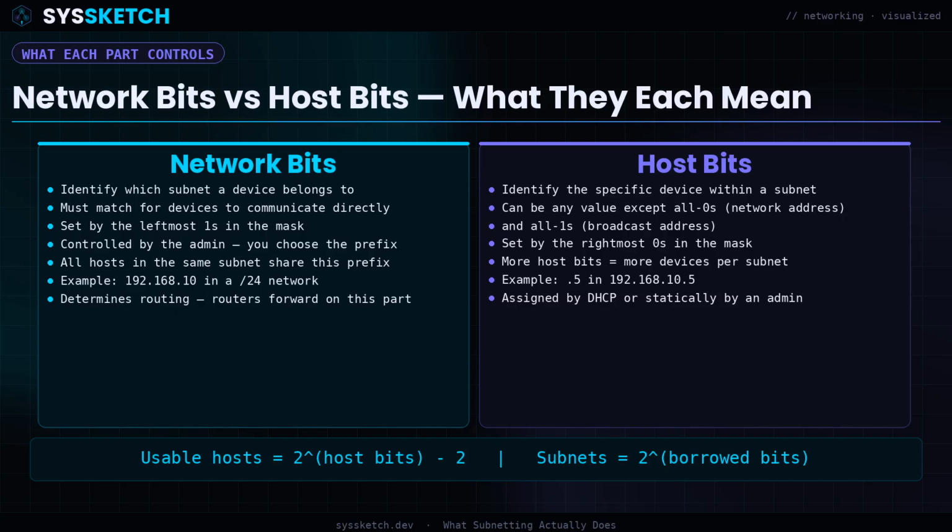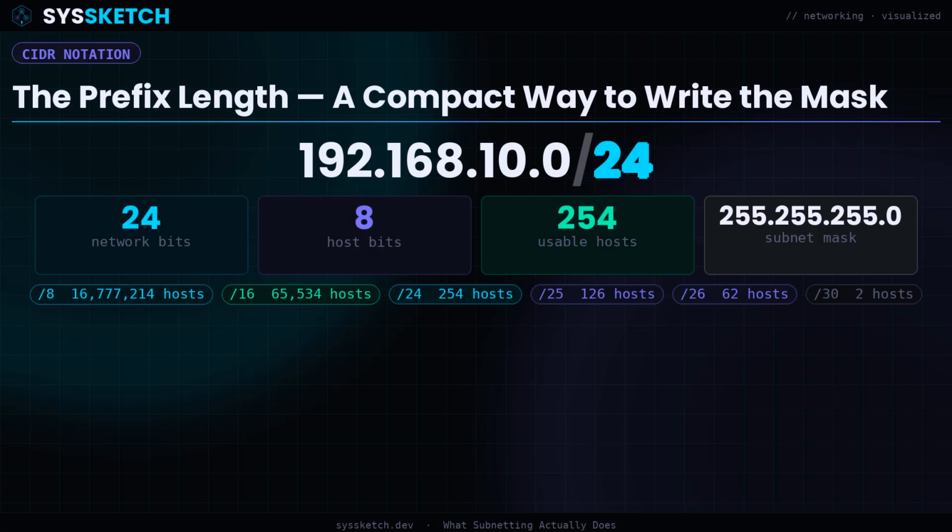CIDR notation gives us a compact shorthand. 192.168.10.0/24 means 24 bits are locked as the network identifier. That leaves 8 bits for hosts. 2 to the power of 8 minus 2 gives you 254 usable addresses. The slash number tells you everything: the mask, the host count, the subnet size, all in one figure.